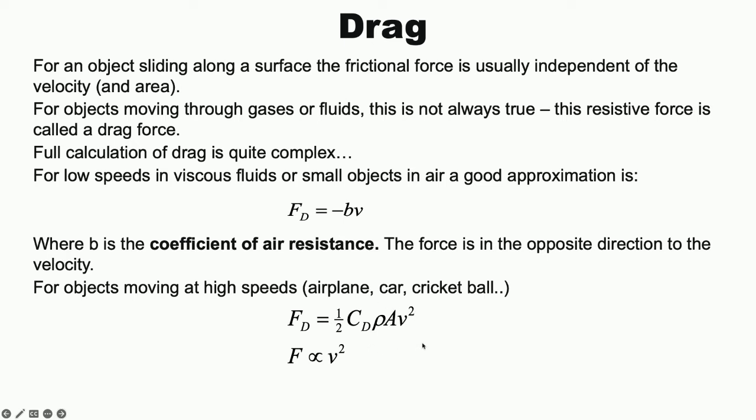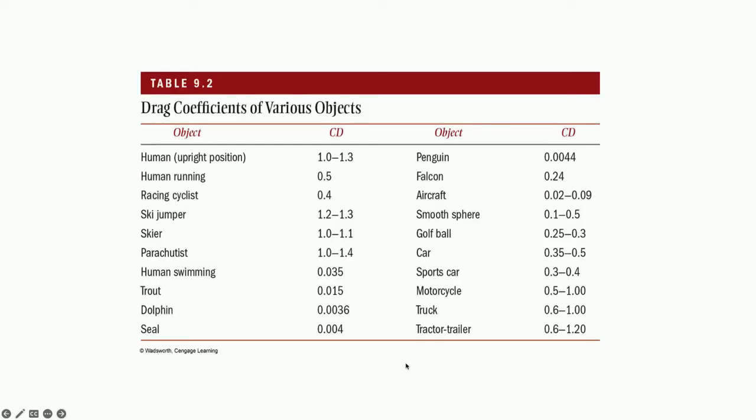When we've got some drag, it will depend on how dense the material is, for example, air. If it's more moist, it's probably going to be higher density, and then also the area of the object as well. So let's have a look at some of the drag coefficients for various objects. So we've got a human upright position or a human running, and you can see the drag coefficient will change.